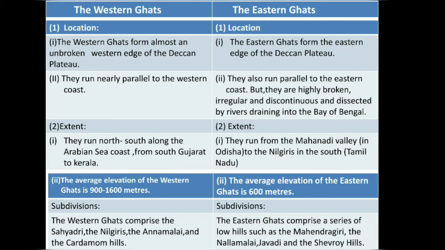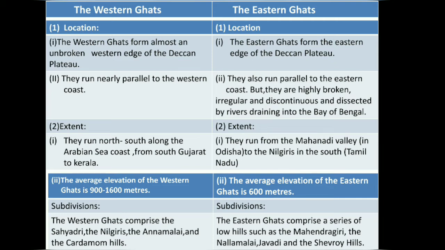Regarding the extension, the Western Ghats run north-south along the Arabian Sea coast from South Gujarat to Kerala. The Eastern Ghats run from the Mahanadi Valley in Odisha to the Nilgiris in the south, that is in Tamil Nadu. The average elevation of the Western Ghats is 900 to 1600 meters, whereas the average elevation of the Eastern Ghats is 600 meters.